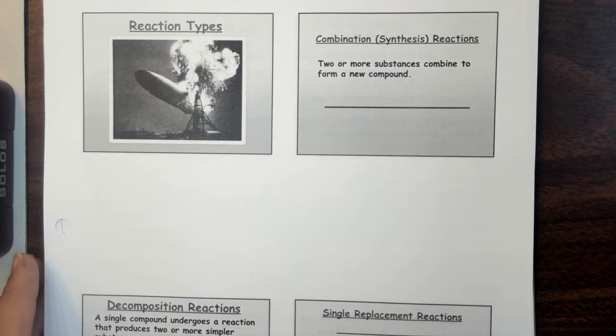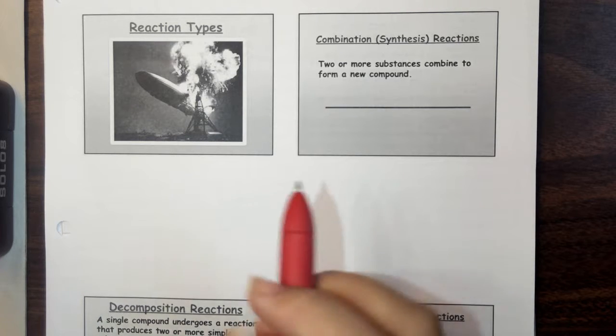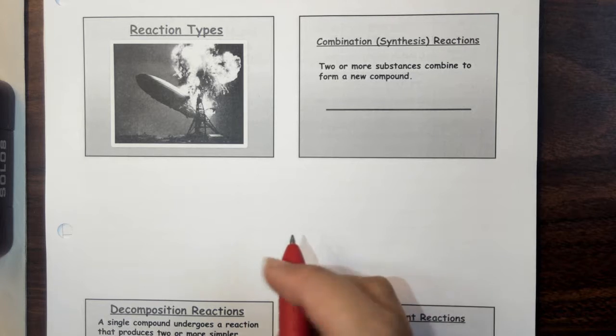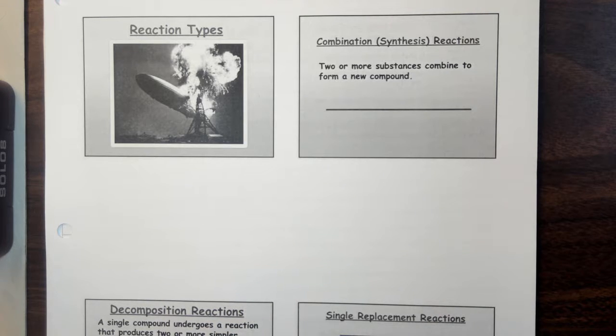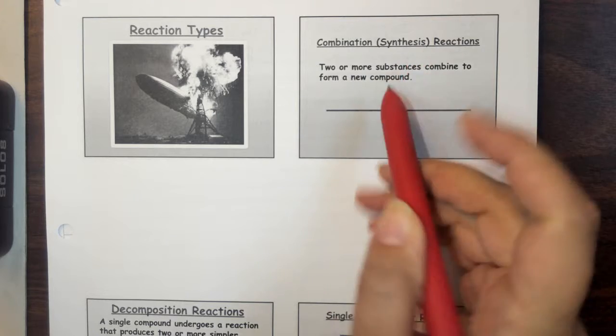Alright guys, on Tuesday we started talking about reaction types. We know that we use reaction types for observing patterns, and these patterns are what you are going to use to predict products today. So remember, there are 5 different types of reactions. We have the combination or synthesis reaction.